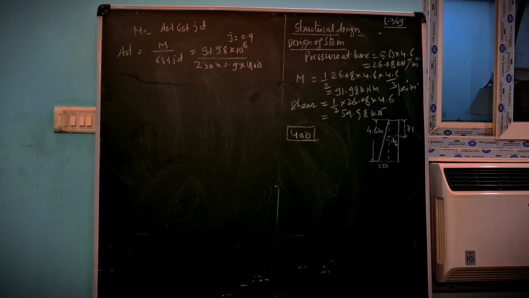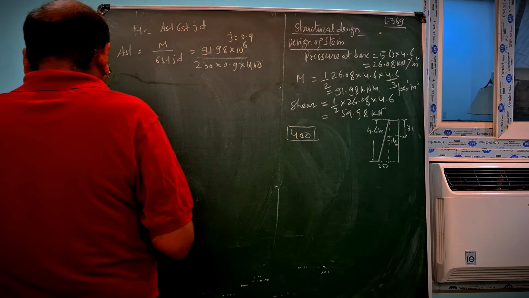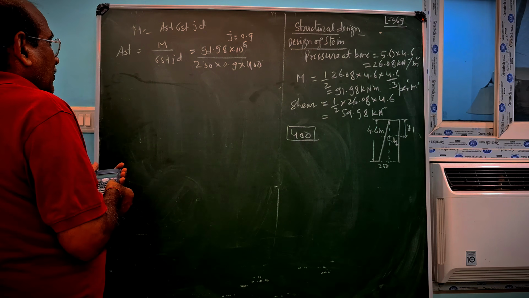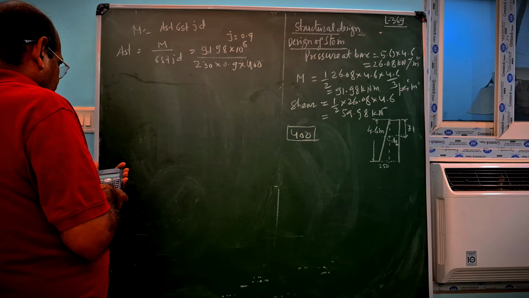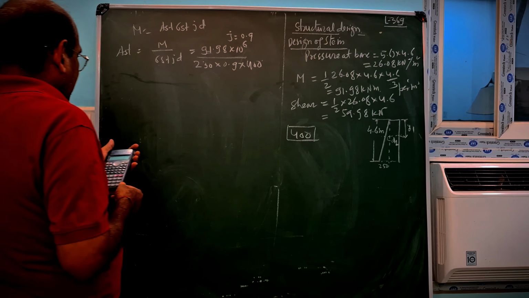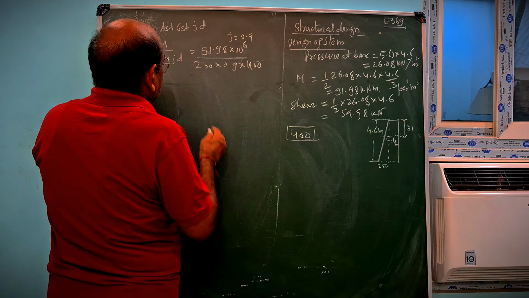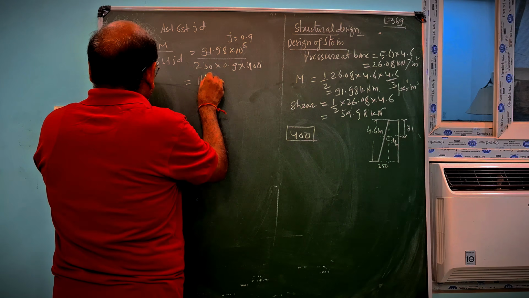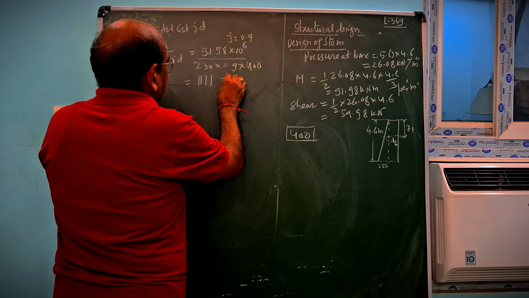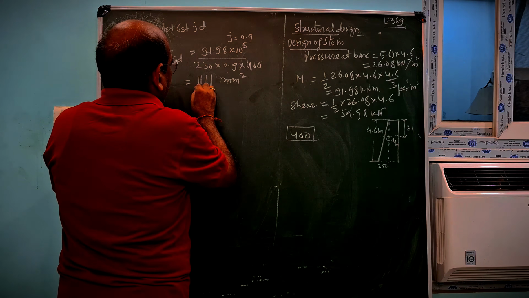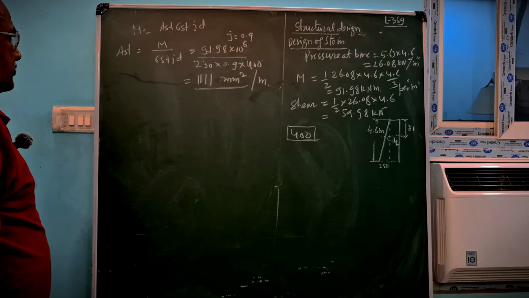This is 91.98 divided by 230 divided by 0.9 divided by 400. This is coming 1111 mm square per meter, for 1 meter of length. So you can calculate the spacing.